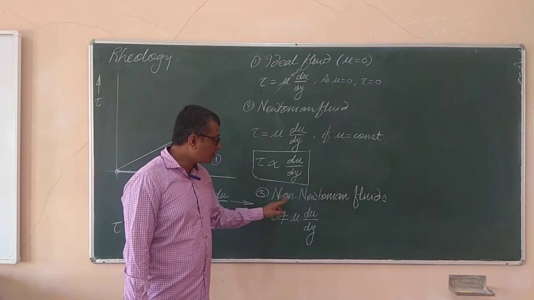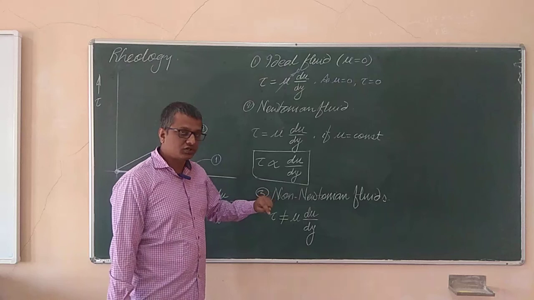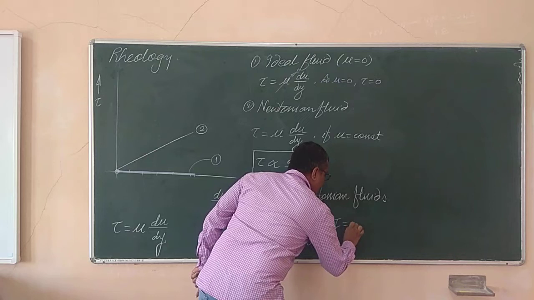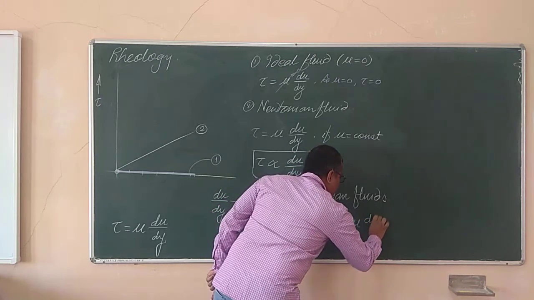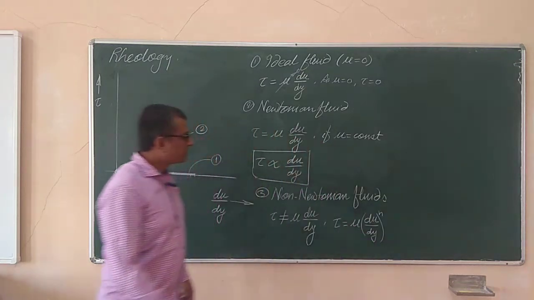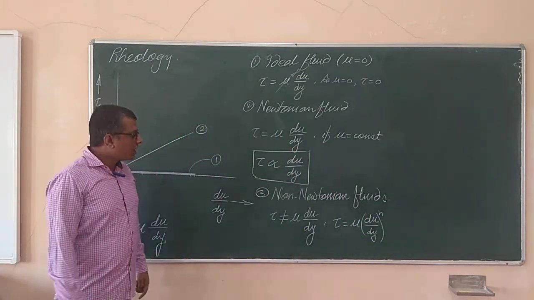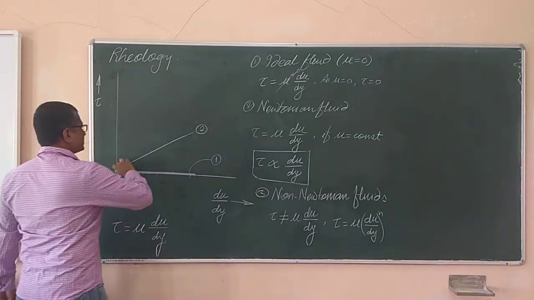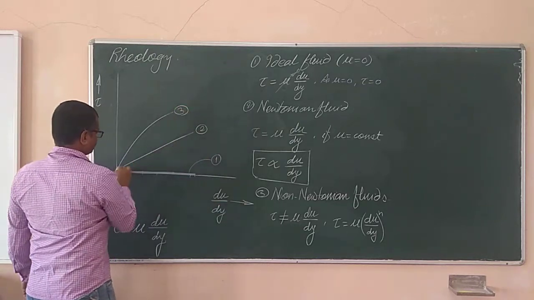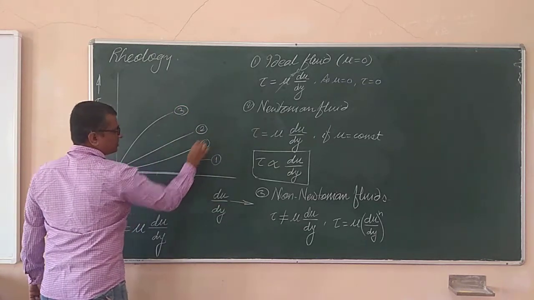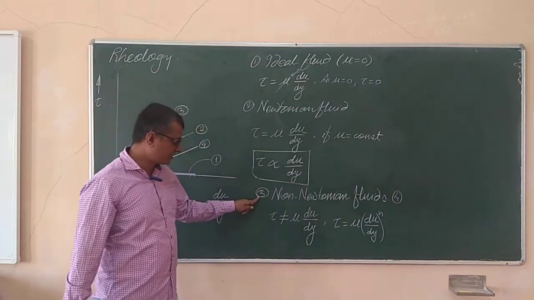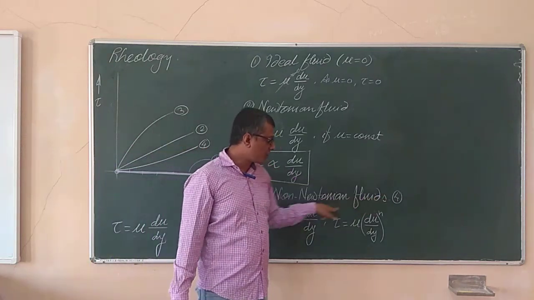So for the non-Newtonian fluid, shear stress is not proportional to the velocity gradient in the same way, but is proportional in different ways. Here tau is equal to mu into (du by dy) to the power n. That's the governing equation for the non-Newtonian fluid, and graphically they can be represented maybe something like this, say category 3 or category 4. So 3 and 4 both are non-Newtonian fluids.